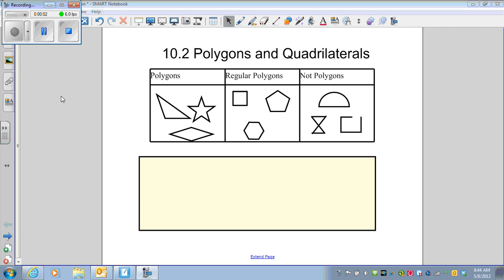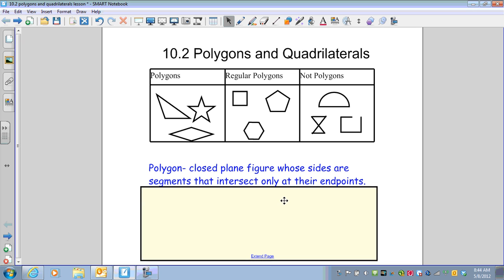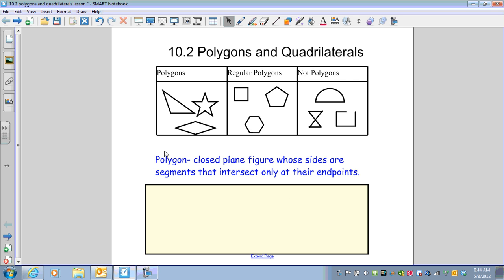Section 10.2 is on polygons and quadrilaterals. Here's a diagram that shows pictures of what's a polygon, what's a regular polygon, and what's not a polygon. So the definition for polygon is a closed plane whose sides are segments that intersect only at their endpoints.